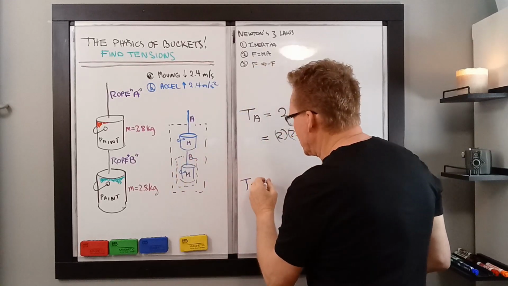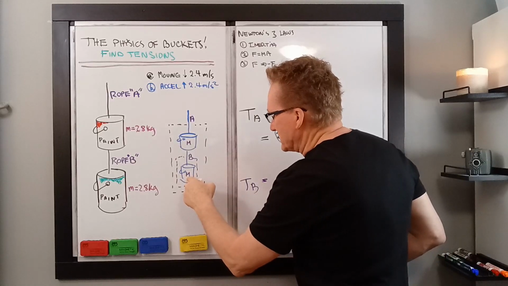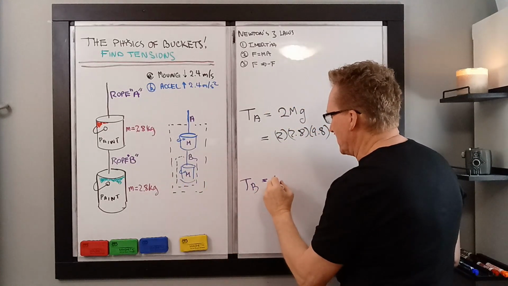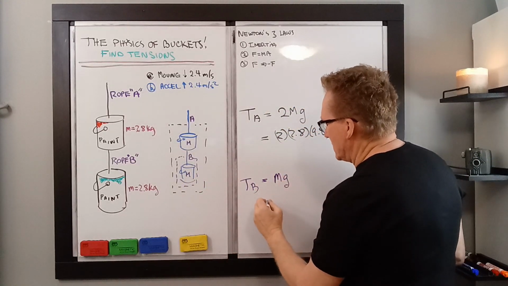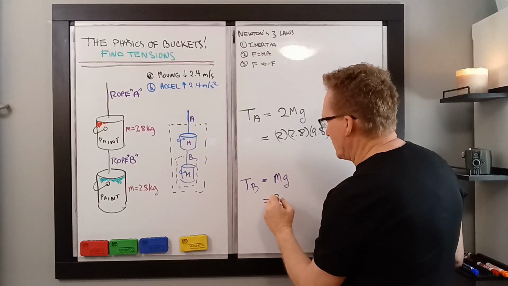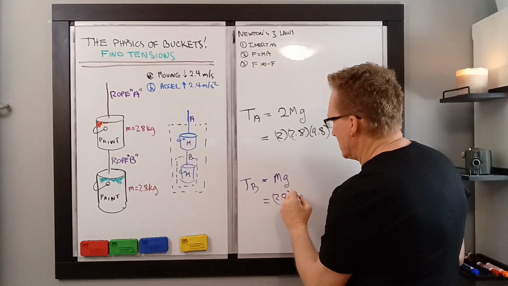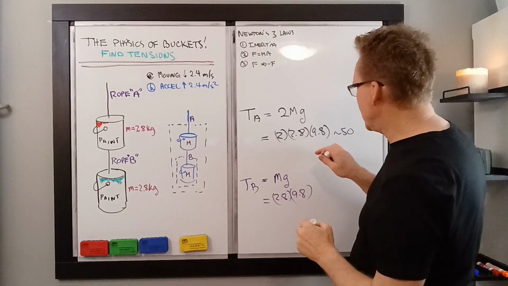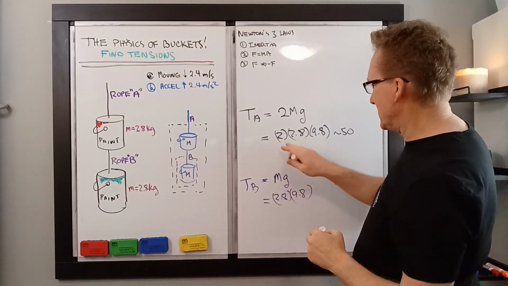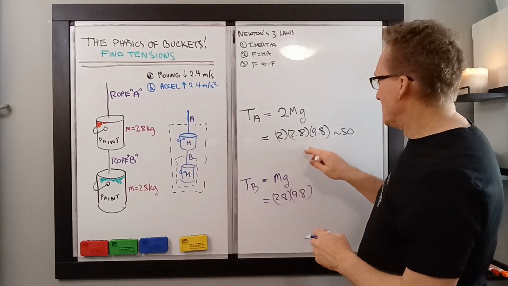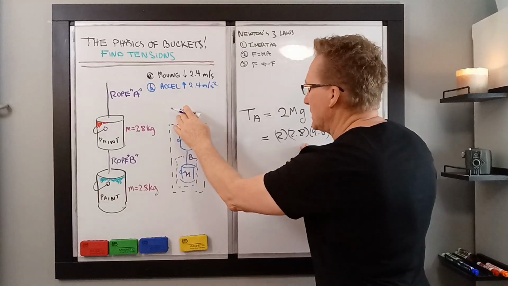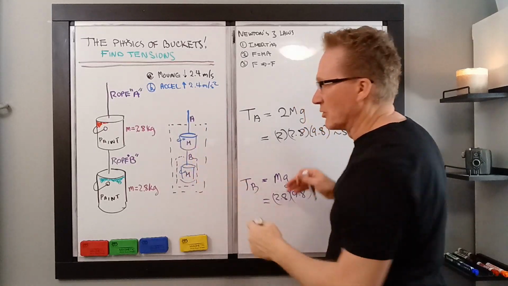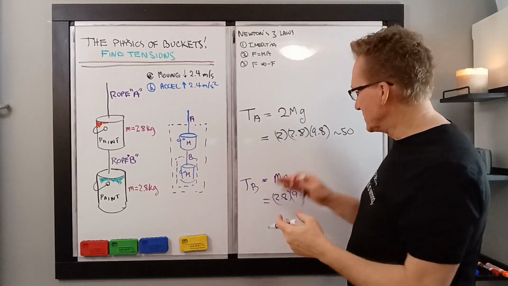Well, for one, it's tension B acting upward, and the other is this mass acting downward, which would be big M times G. And if we want to be specific, it's 2.8 times 9.8. Now, if you notice here, this is exactly the same as this, except it has a 2 in front of it, which means the tension in rope A will be twice that of the tension in rope B, which sort of seems reasonable.